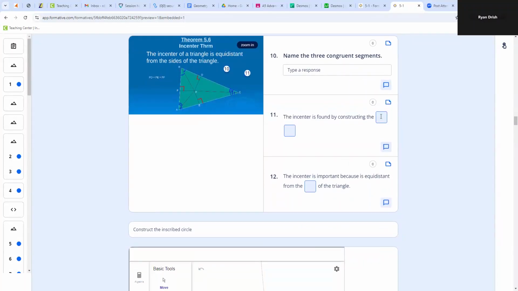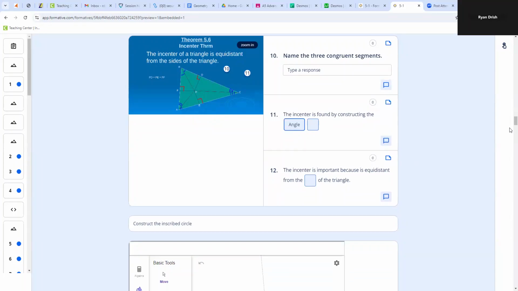So let's talk about what we need to know. The incenter is found by constructing the angle bisector, or angle bisectors, plural. And it is important because it is equidistant or equally far away from the sides of the triangle.